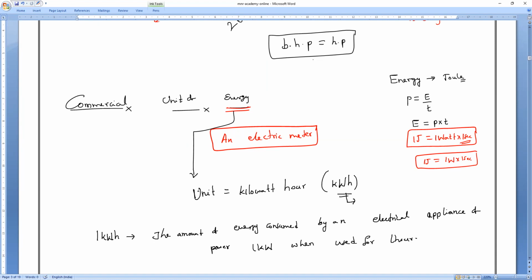So if I give a device whose power is 1 kilowatt, what is the energy it consumes per 1 hour? If you run the device, the energy consumed is equal to 1 kilowatt hour. That is what you have to remember. Clear, everybody? The energy consumed by a device whose power is 1 kilowatt and it is used for how many hours? Everybody?